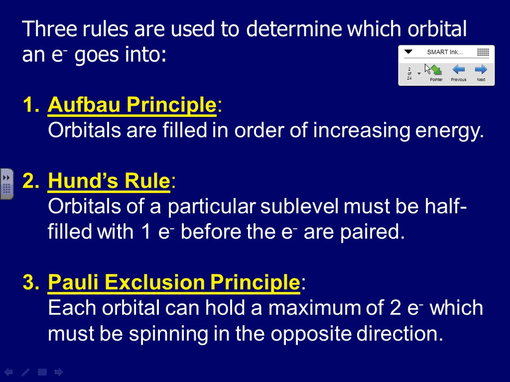The Aufbau principle states that when you start adding electrons, you fill them in the order of increasing energy, which means you start with the lowest orbital energy, you fill it up, and then when it's full, you move to the next higher orbital energy, and you fill it up. And then you move to the next higher orbital energy, and you fill it up.